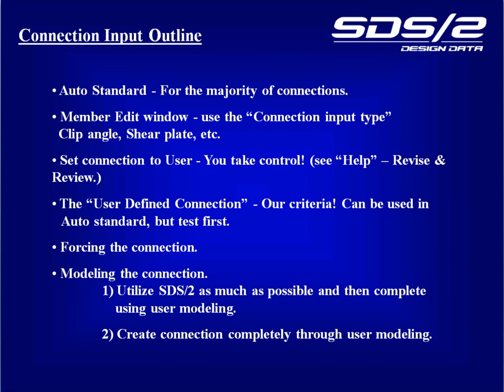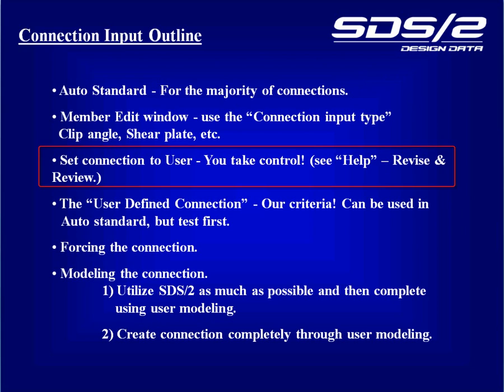As we see in this connection input outline, we have what is called an auto standard connection. This is a connection where the system will use the selected code and the values from setup and then look at what we call an auto standard table and provide the connections depending on the conditions and scenarios. Within the member edit window, this allows the user to select the particular connection input type that they want to use instead of allowing the system to determine it using the auto standard connections. This is our full automation part.